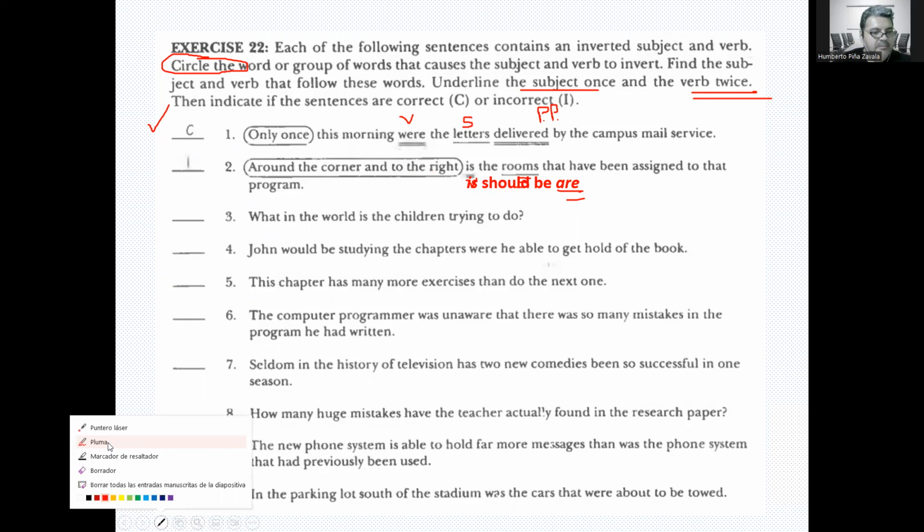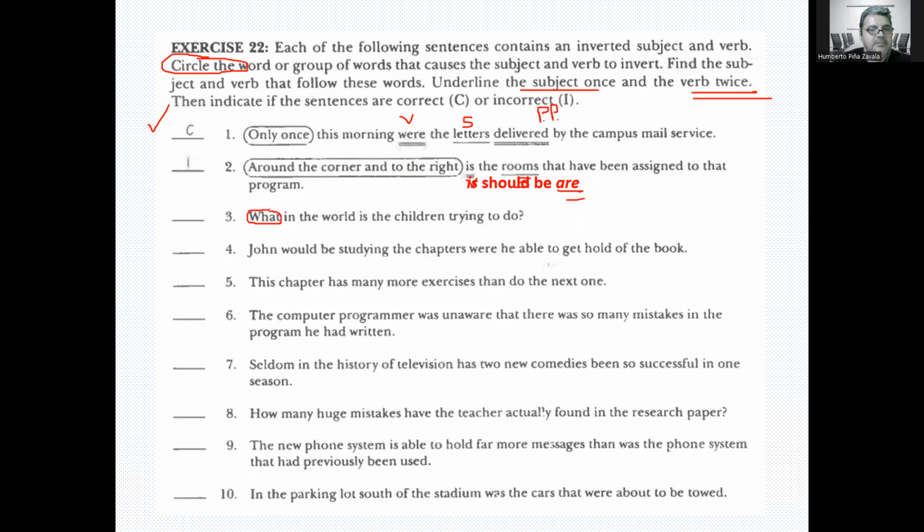Okay, now that you have come back, we have a question word, what? What in the world is the children trying to do? So children is a plural subject, so we need a plural verb. It should be are. John will be studying the chapter were he able to get hold of the book. All right, so this is fine. This is an example of an inversion of the conditional when we omit if.